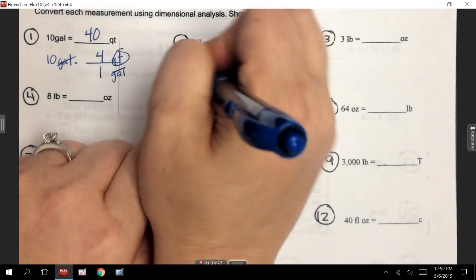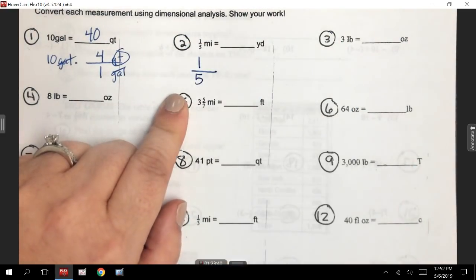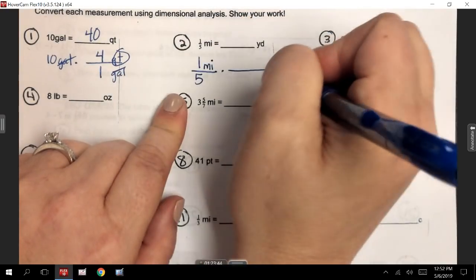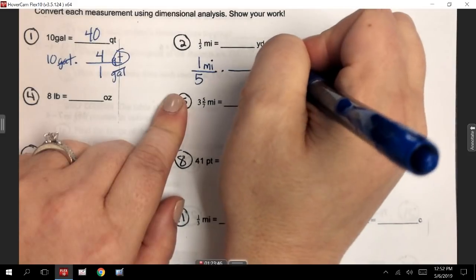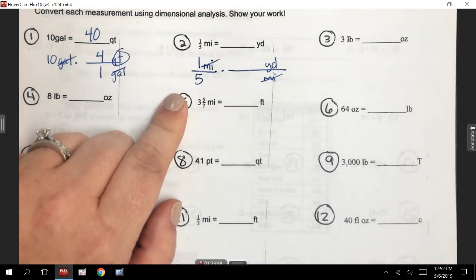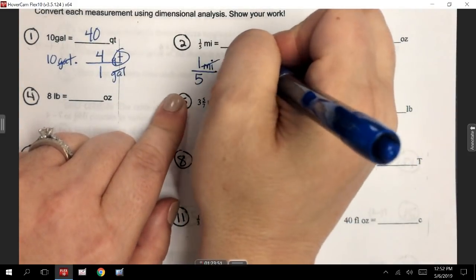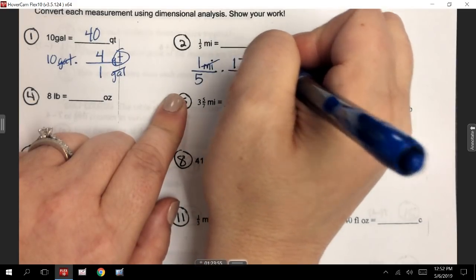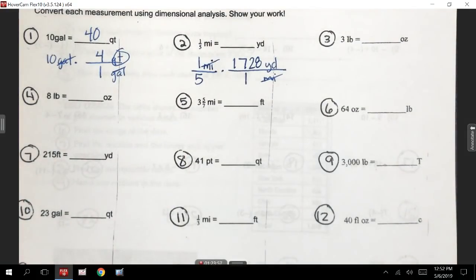All right. Number 2 is different because it does have a fraction there. I'm still going to put that measurement, my miles, on top. Miles goes on the bottom, yards goes on the top. In 1 mile, there are 1,728 yards, I believe. Let me double check, just in case on that one.